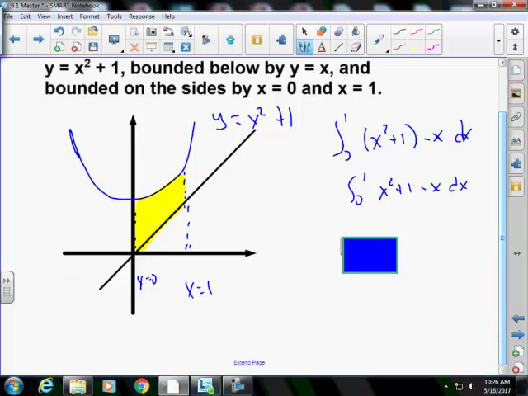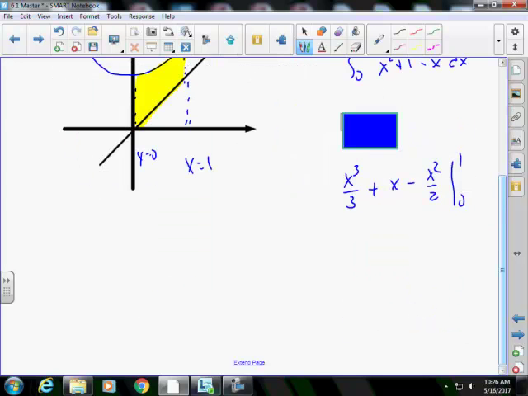And from here, it's just simple integration. We get x cubed over 3 plus x minus x squared over 2. And we're going to evaluate that from 0 to 1. In case we don't remember what to do, we're going to put the 1 in first, so it's 1 over 3 plus 1 minus 1 over 2. Subtract from it the result of everything over here, which is going to be 0. And then the final answer is 5/6. So the total area of the part in yellow is 5/6.